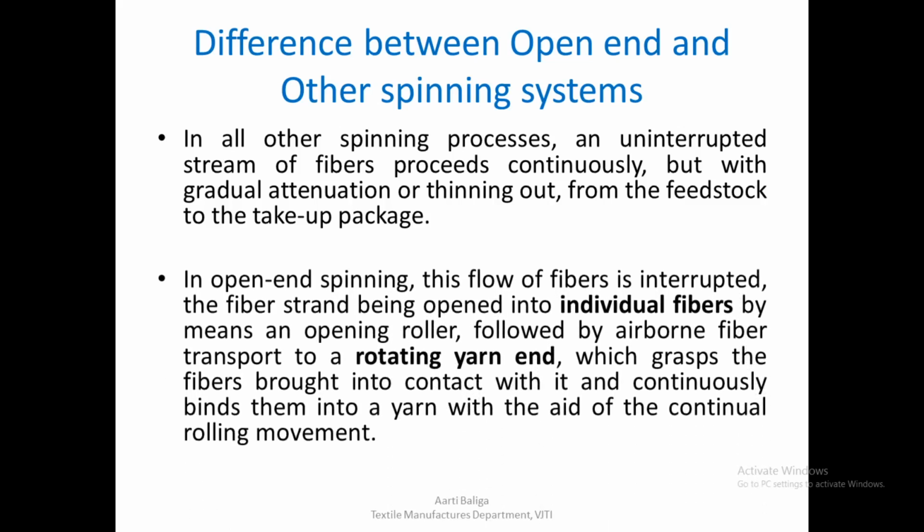Whereas in open end spinning, this flow of fibers is interrupted, the strand is opened up, the sliver strand is opened up completely into individual fibers, and again it is being recollected onto a rotating yarn end by directing the fibers towards the yarn end. The yarn end will grasp these fibers which are brought into contact with it and continuously binds them into a yarn with the aid of continual rolling movement. So this is the basic difference. I hope it is clear.